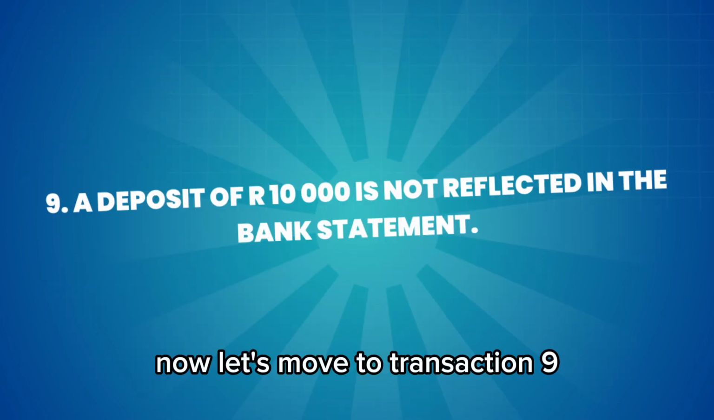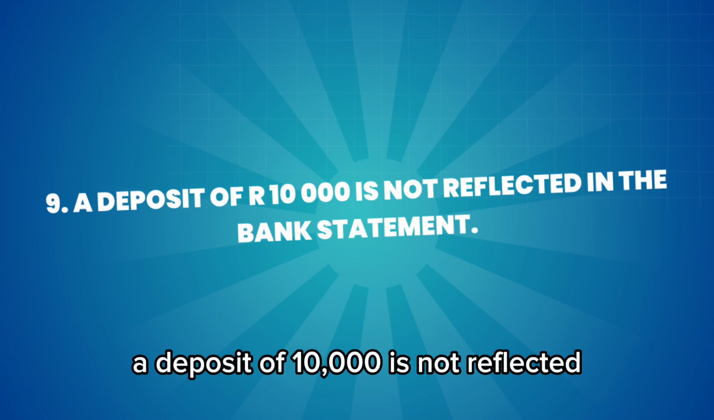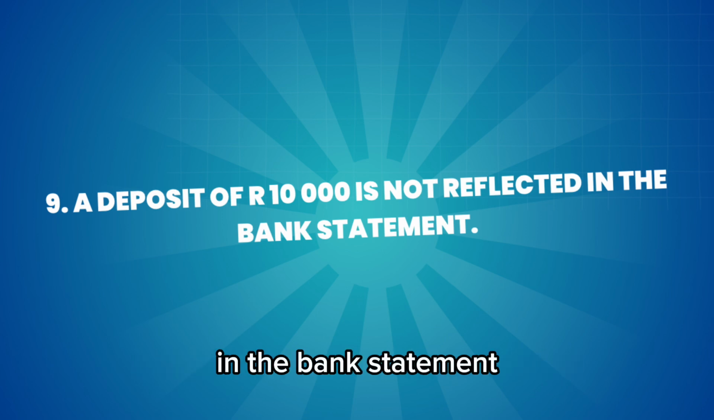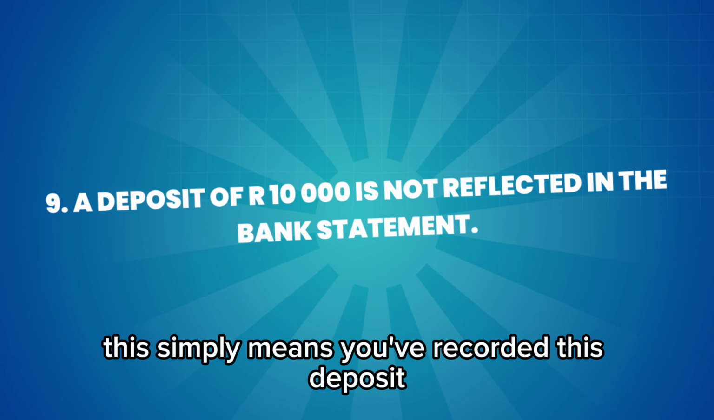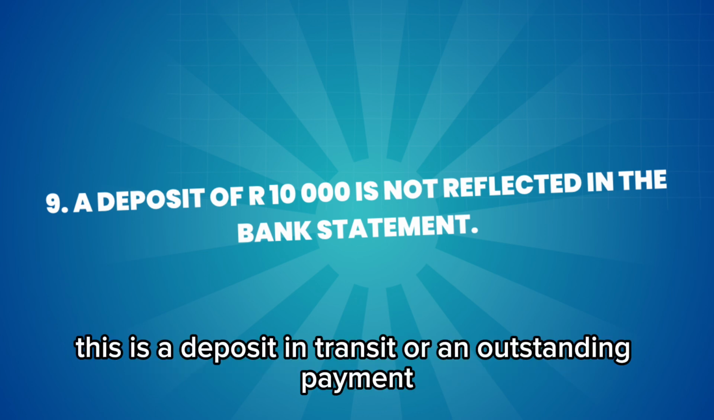Now let's move to transaction 9. According to transaction 9, a deposit of 10,000 is not reflected in the bank statement. This simply means you've recorded this deposit, but the bank has not recorded it yet. This is a deposit in transit or an outstanding payment.